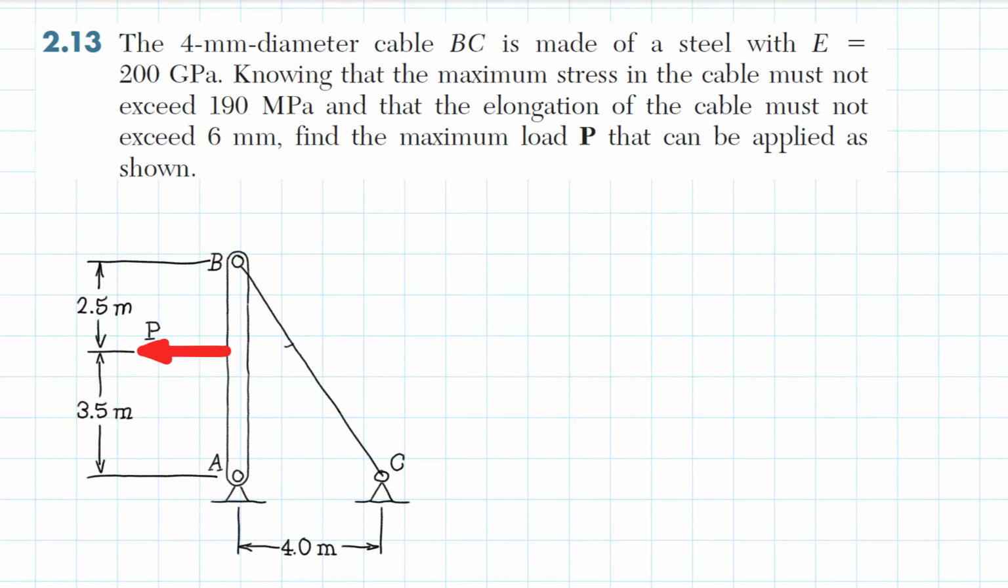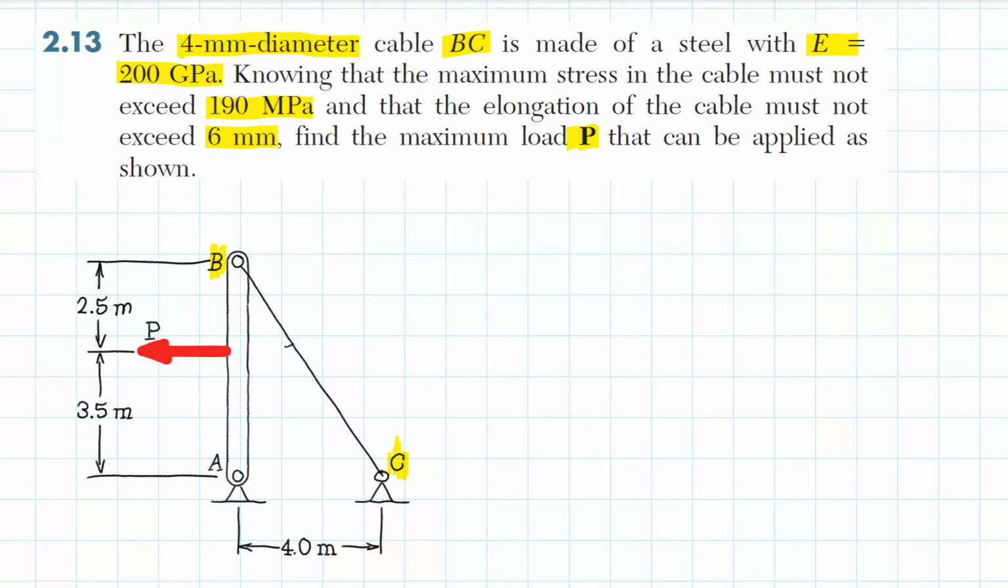Hi, in this problem we have a 4 millimeter diameter cable. So this is 4 millimeter diameter cable BC. BC is made of steel with modulus of elasticity 200 gigapascal, knowing that the maximum stress in the cable must not exceed 190 megapascal, and the elongation of the cable must not exceed 6 millimeter. Find the maximum load P that can be applied as shown.